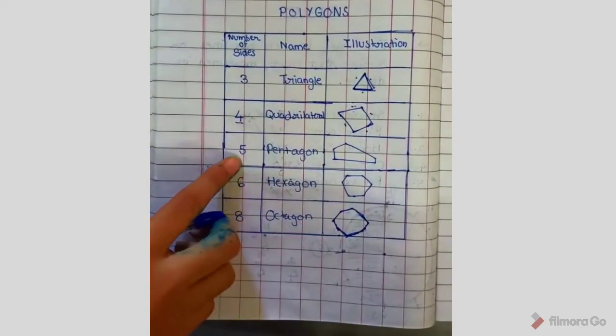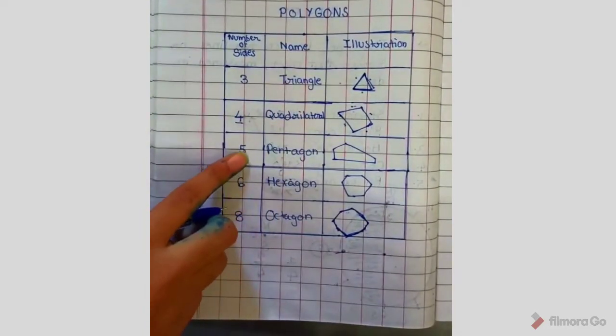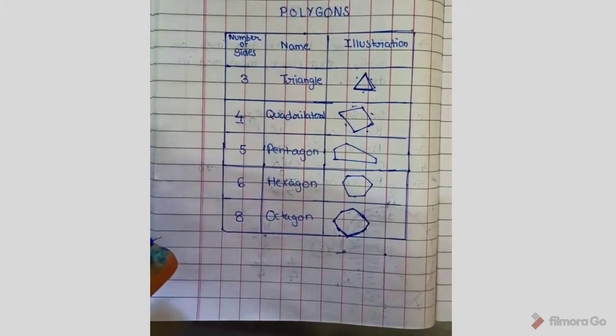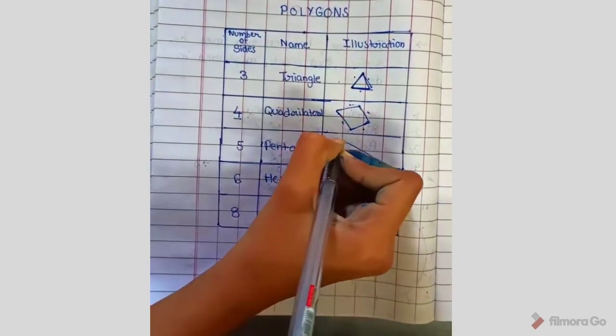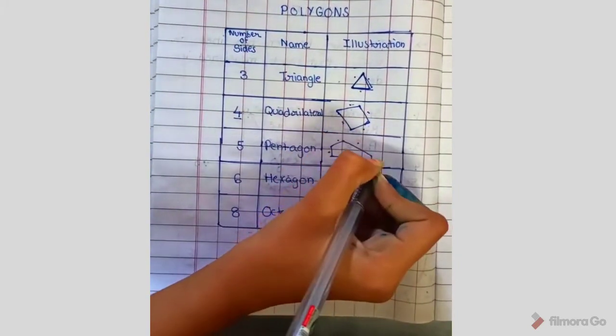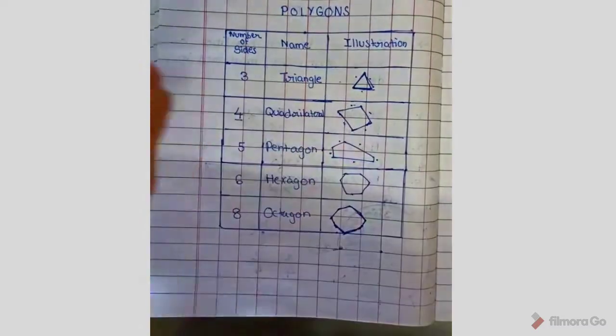1, 2, 3, and 4. Now the shape that has 5 sides is the pentagon. 1, 2, 3, 4, and 5.